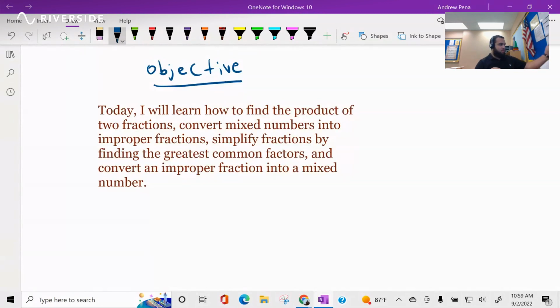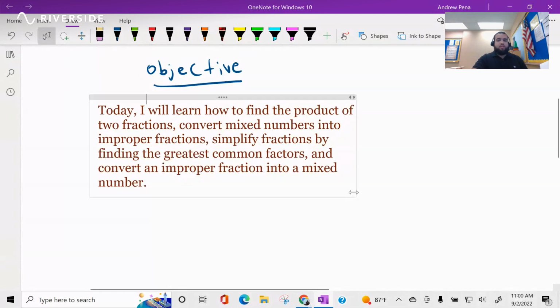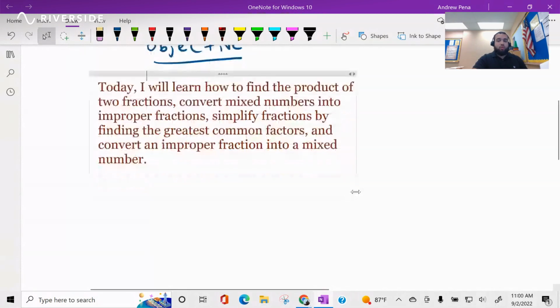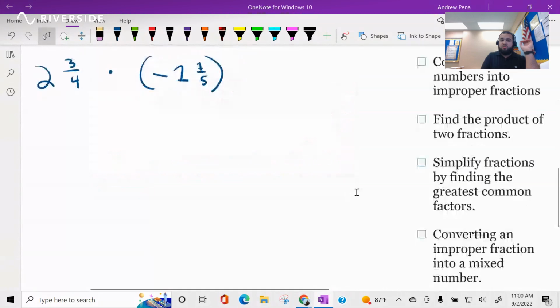I hope we're all done copying. As we begin, by the way, these objectives, I've written them down into 4 steps. This problem is about 4.5 steps, and you'll see what I mean in a little bit. But here are the steps on the right side. So here we have 2 3/4 times -1 and 1/5.